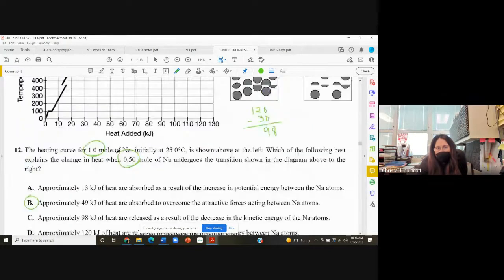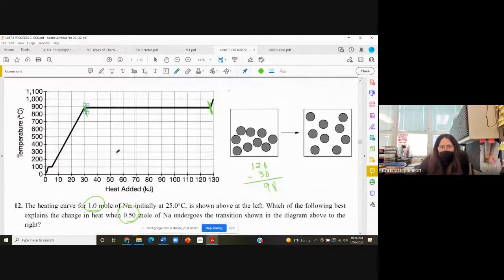128 minus 30. What's 30? That's from here to here. That's the phase change here. Because they're showing you a phase change over here from a liquid to a gas. Oh, okay. Right. Just finding out that straight line. That's what they asked for. It undergoes the transition shown in the diagram. That's the transition shown in the diagram. Oh my goodness.